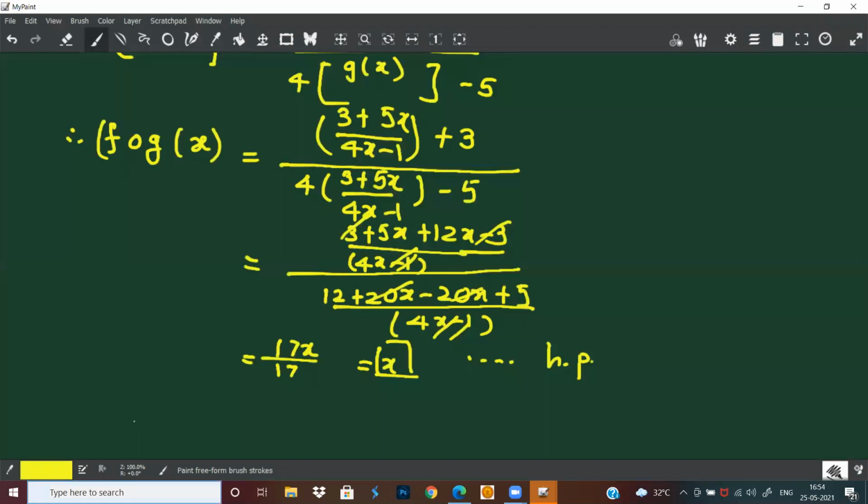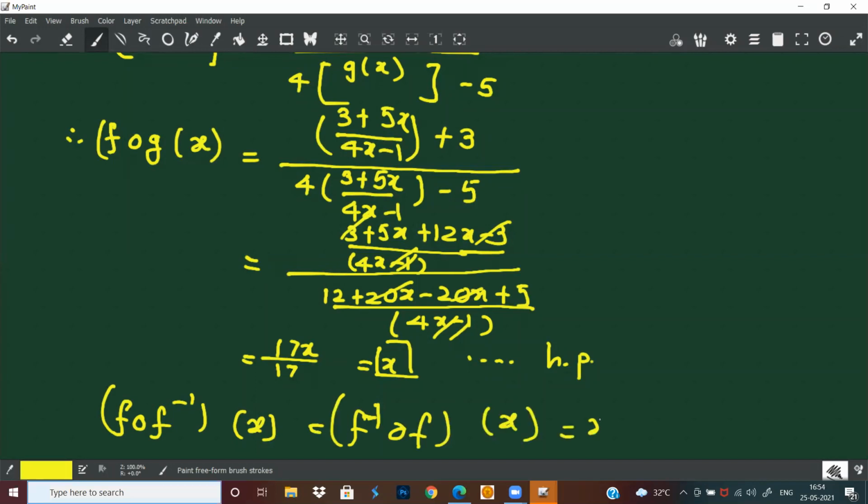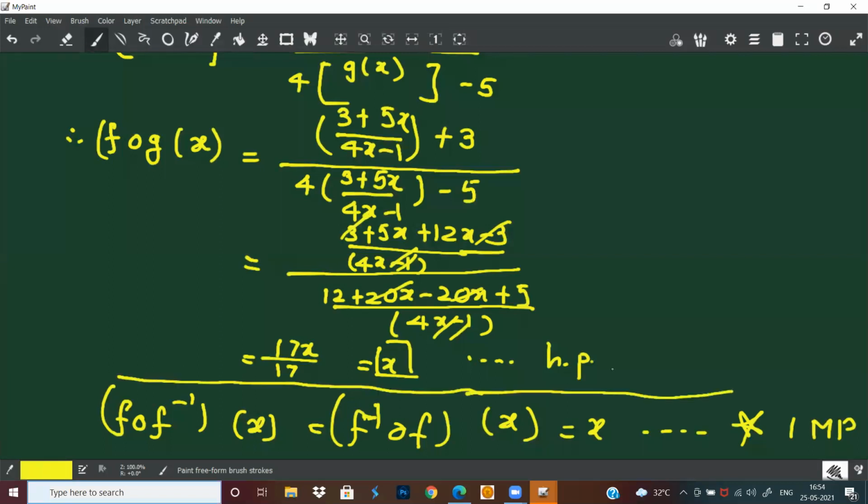Always remember, f of f inverse of x, and f inverse of f of x, the answer of both is always x. Important, remember. Why did I say this for MCQ? Suppose f of g of x is x between f and g. So what will you say? They are inverse functions of each other. Got it?